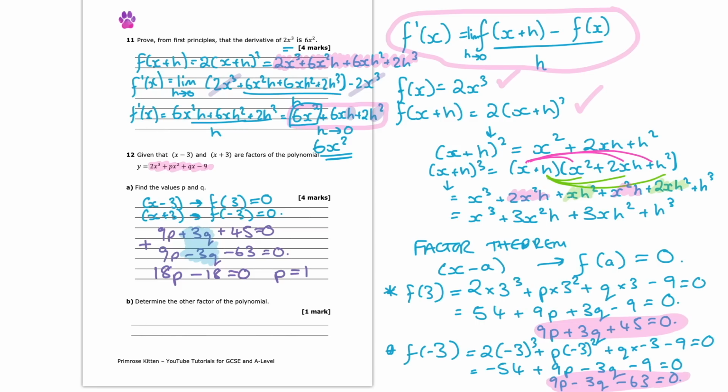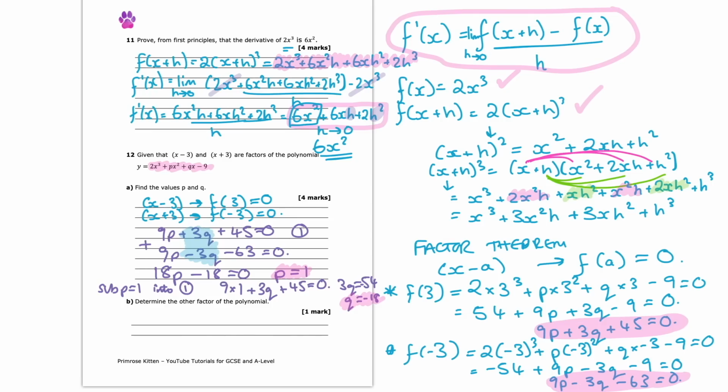Sounds very reasonable. And then to get q, we would just substitute that back into one of the previous equations. So let's substitute p equals 1 into equation 1. We would get 9 times 1 plus 3q plus 45 equals 0. So if we do 45 plus that 9, we end up getting 54. Then 3q equals minus 54, so q would be minus 54 divided by 3, and I make that minus 18. So at the end of part A, I have got that p equals 1 and that q is equal to minus 18.